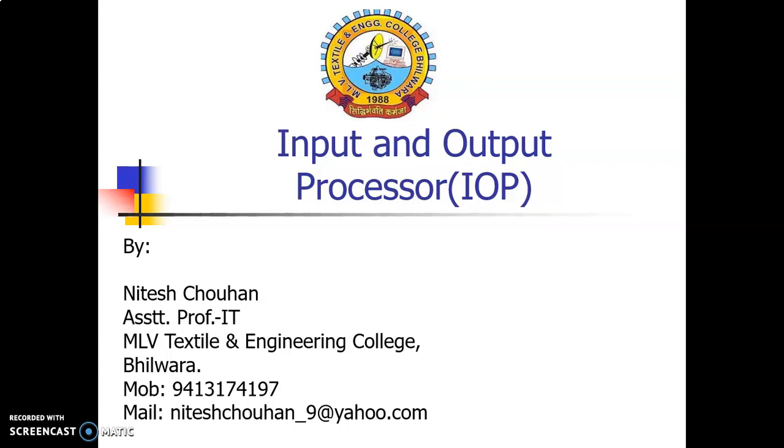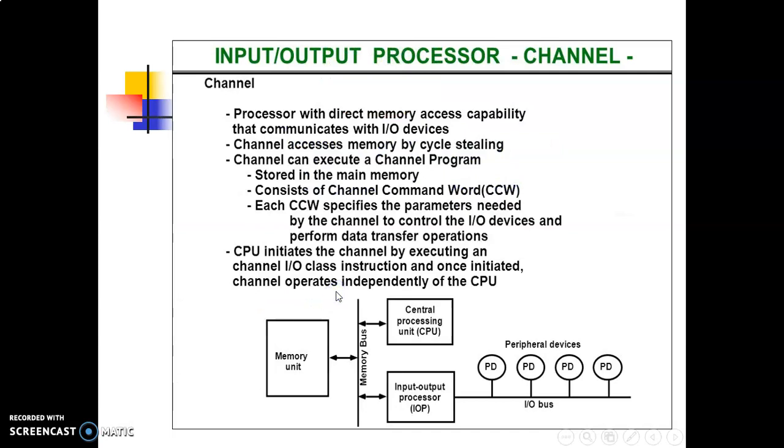In addition, the IOP, input-output processor, can perform other processing tasks such as branching, logical operation, arithmetic operation, and code translation operation, basically. An input-output processor may be classified as a processor with direct memory access capability that communicates with input-output devices. Okay, and so you understand the input-output processor in more detail, let us use the block diagram. This one is the input-output processor block diagram specified in this slide.